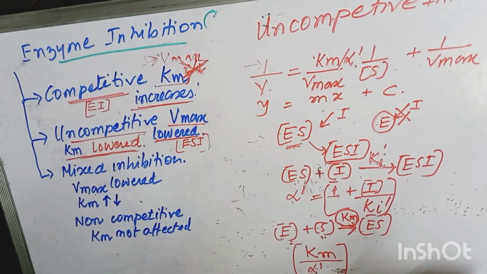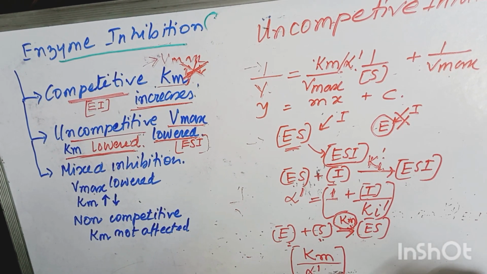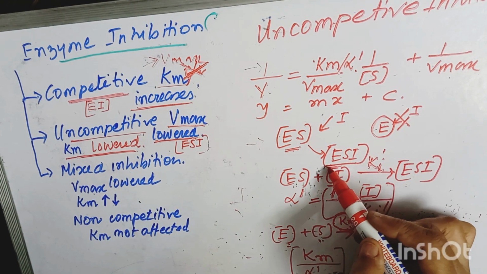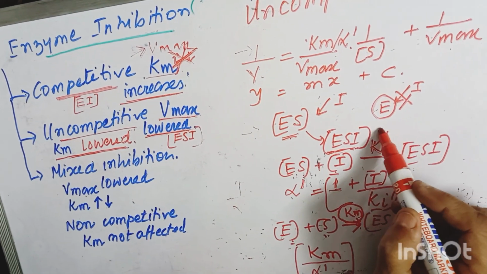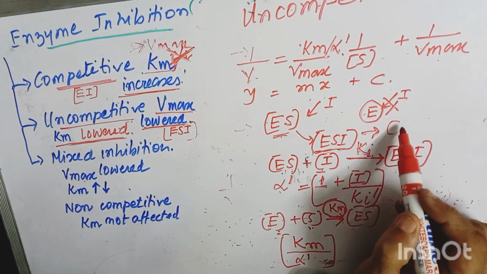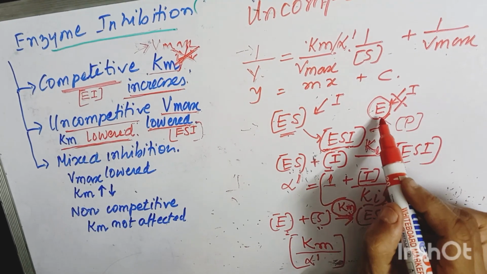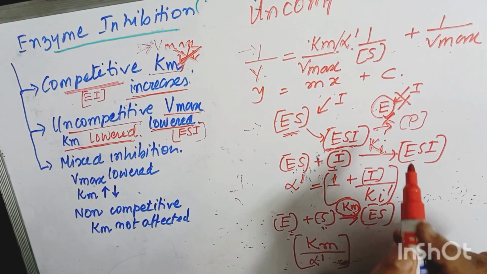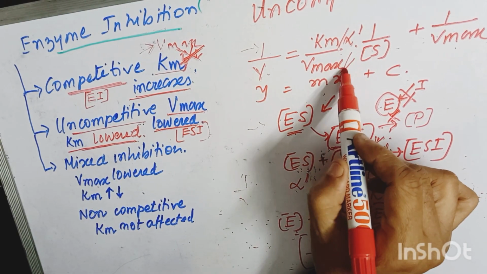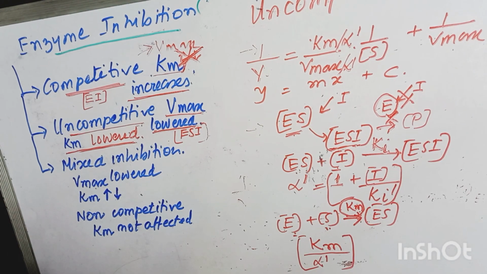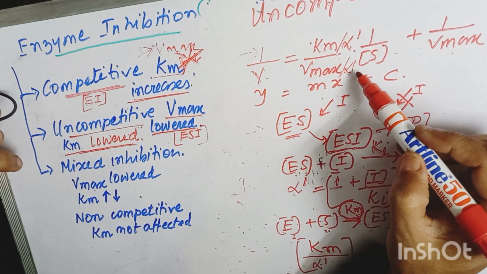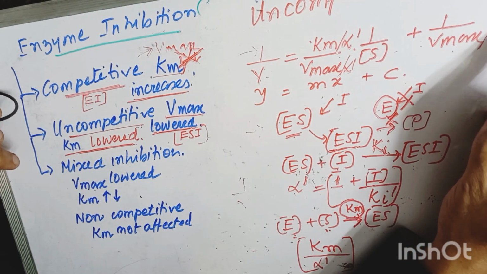And what about Vmax? Vmax is also lowered, because if this inhibitor binds to the ESI complex, it will not allow the enzyme substrate complex to act and release the product. The product will never be released. So the Vmax is also lowered, and by what factor? The Vmax is also lowered by alpha dash. So both Km and Vmax are lowered by alpha dash.